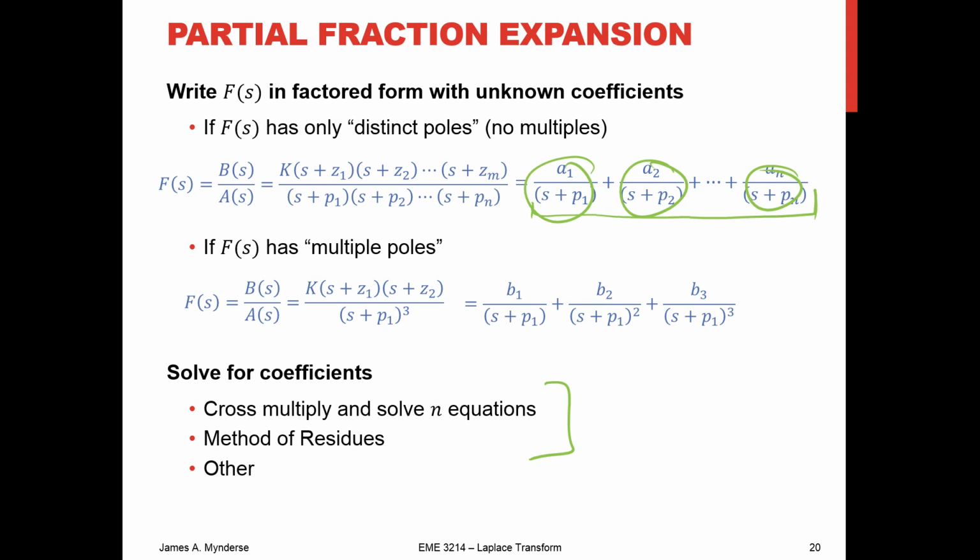If we've got multiple poles, like this one that's cubed, so it's a repeated root of the denominator, then we have to do things a little differently. We have to say b over s plus p1, and b over s plus p1 quantity squared, and b over s plus p1 quantity cubed. So we get three different things that we're going to have to take back to the time domain. You'll see examples of these on the homework. So that's how we're going to go back and forth from time domain to Laplace and back.